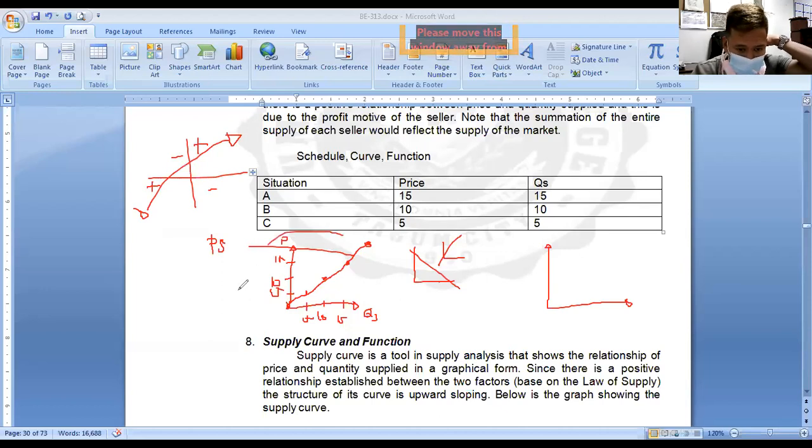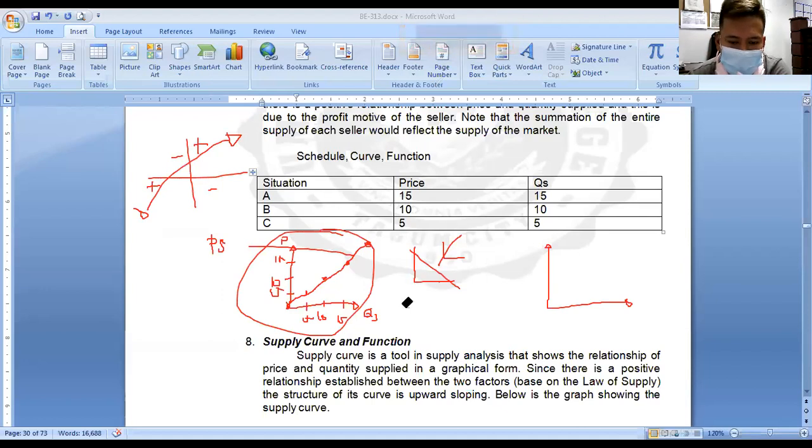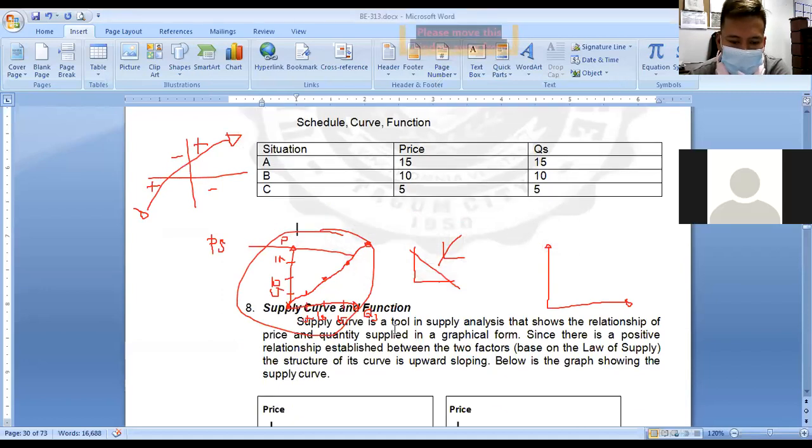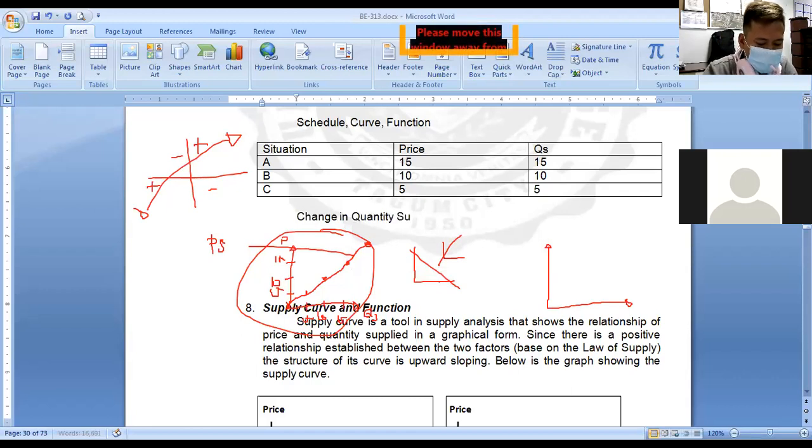So what do we call this, class? Change in quantity supplied or change in supply? Change in quantity, sir. So this is an example of change in quantity supplied.